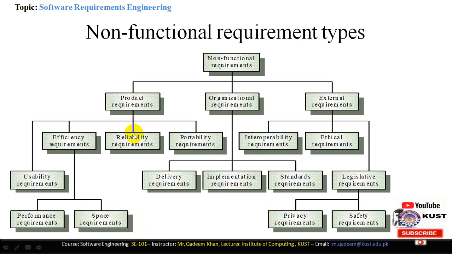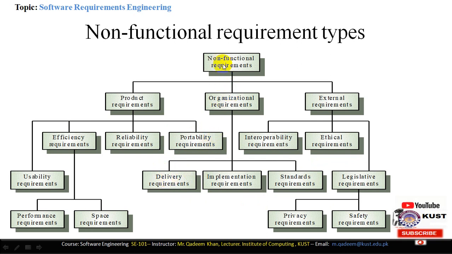Another product type of requirement is called reliability requirements, that the system should be reliable. It should work in every situation against every sort of threat. Another one is called portability requirement. Portability requirement is this one, that the system should be portable. It can be converted from one format to another. It can be installed in every environment. It can be transformed or transported everywhere.